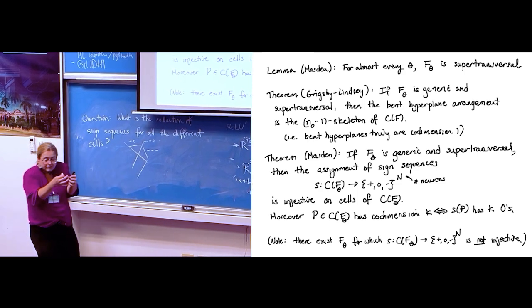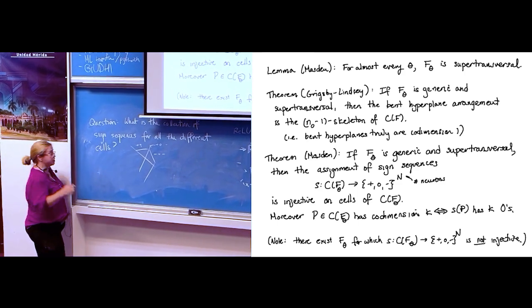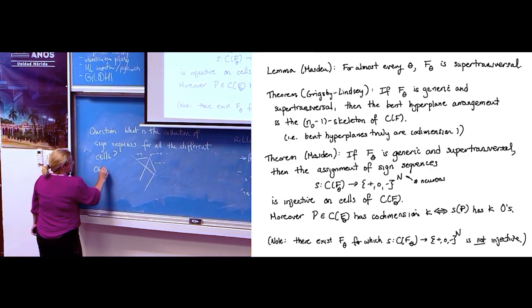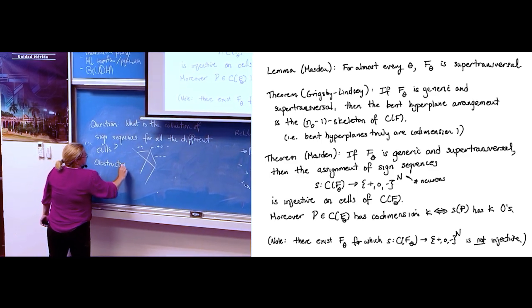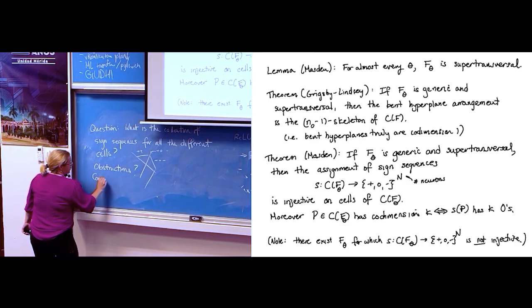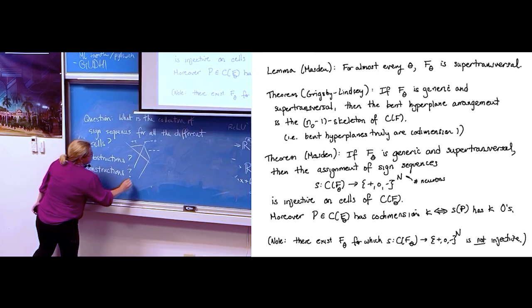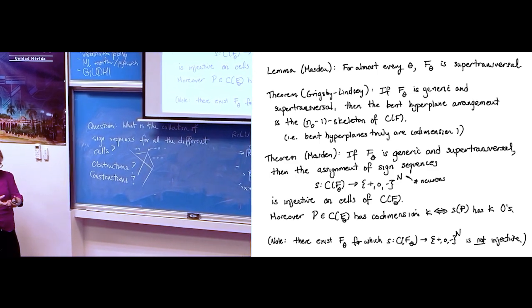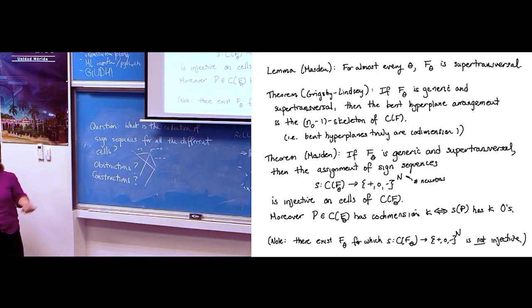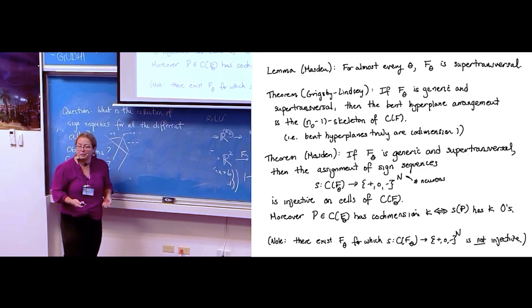Are there local things? This is an open question, so I'll just say obstructions. Or on the other hand, are there constructions? Can you show that there's some way to get a certain sign pattern? Right now, the field's pretty much wide open.